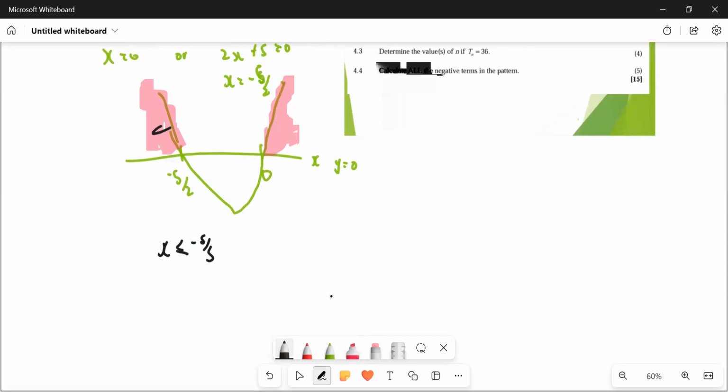Values that are this side, are they bigger than 0 or less than 0? They're bigger than 0. Either you go there, or x is going to be greater than or equal to what? To 0. And then this is going to be your solution.